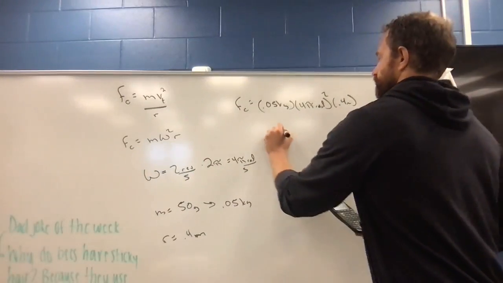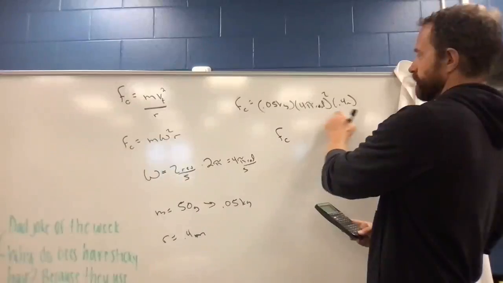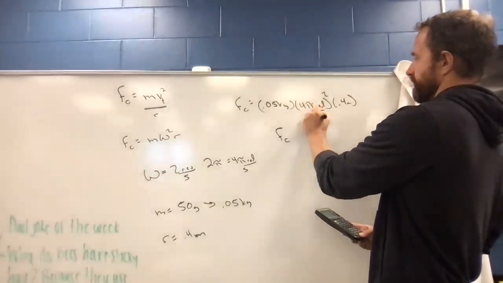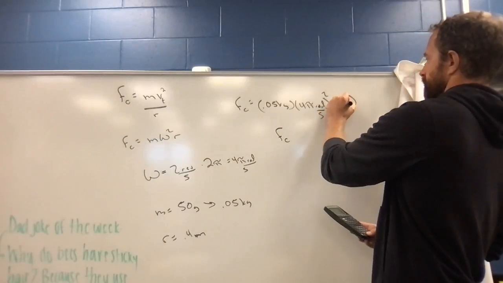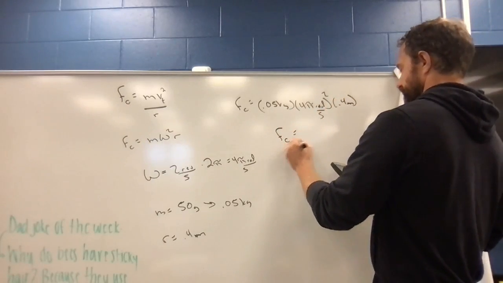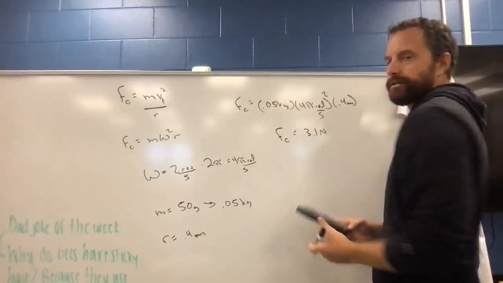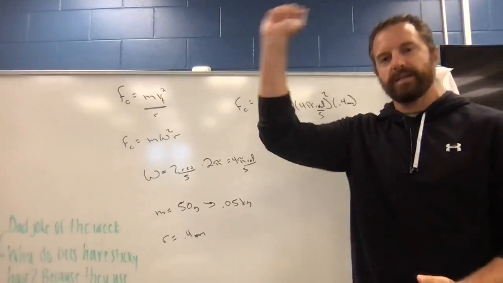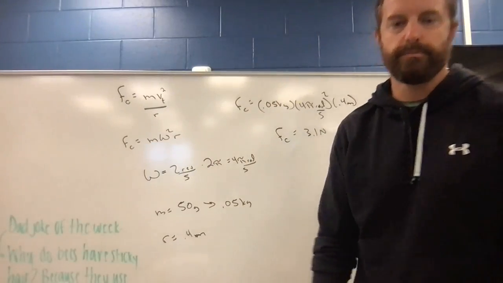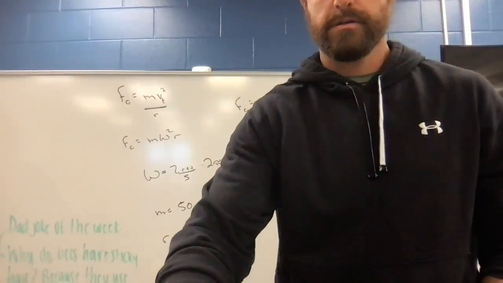And that gives us, and if we have all of our units correctly, this is in radians per second, this in meters, this in kilograms, then our unit will be newtons here. So it's 3.1 newtons, right? So if I had my spring scale and I was spinning around with the spring scale, it would say 3.1 newtons. Hopefully that's helpful.